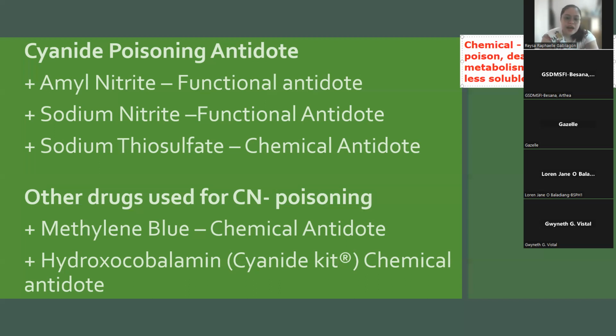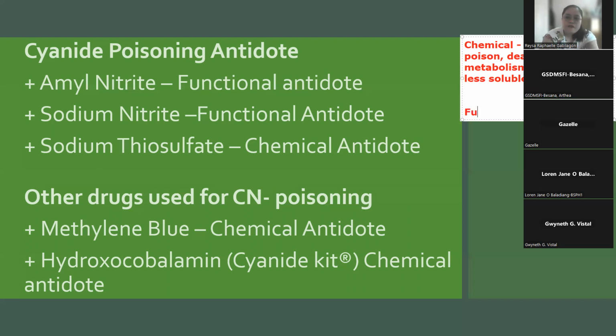It will really act on the poison, in this case, a cyanide. This sodium thiosulfate, methylene blue, and the cyanide kit will really target the cyanide inside the body, and it will deactivate the poison, or it will reduce the affinity of the poison to its target site, like the red blood cells. That's the chemical antidote.